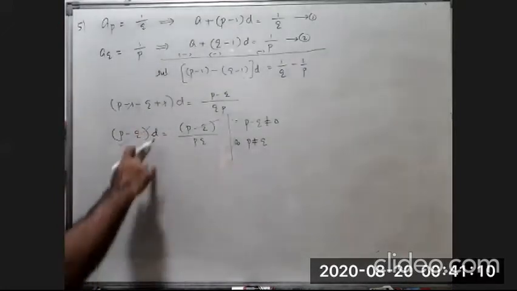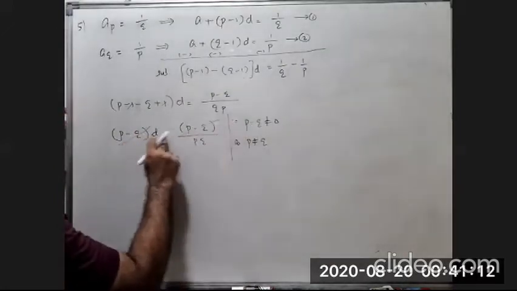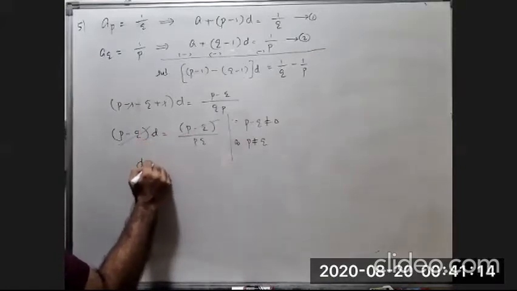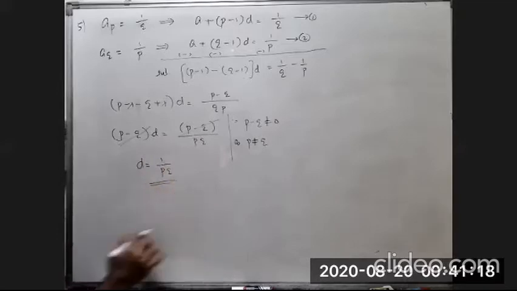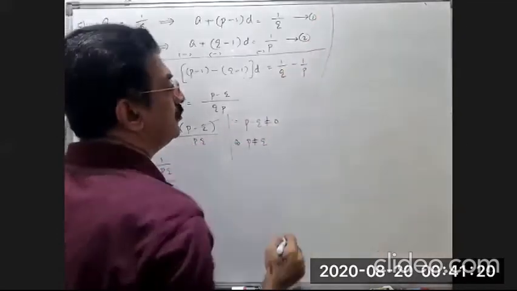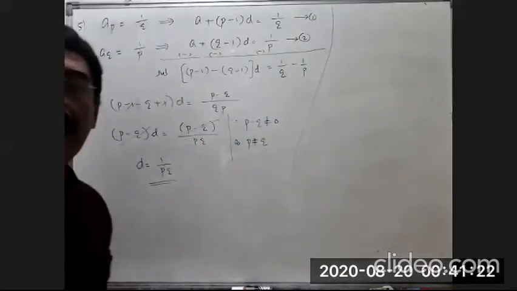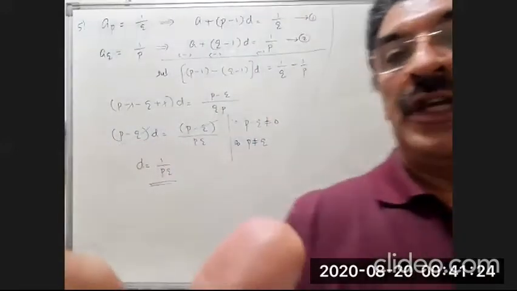So that is why p minus q is not equal to 0. We cancel p minus q. Left out is d is equal to 1 by pq. We got the value of d. After getting the value of d, what should we do?